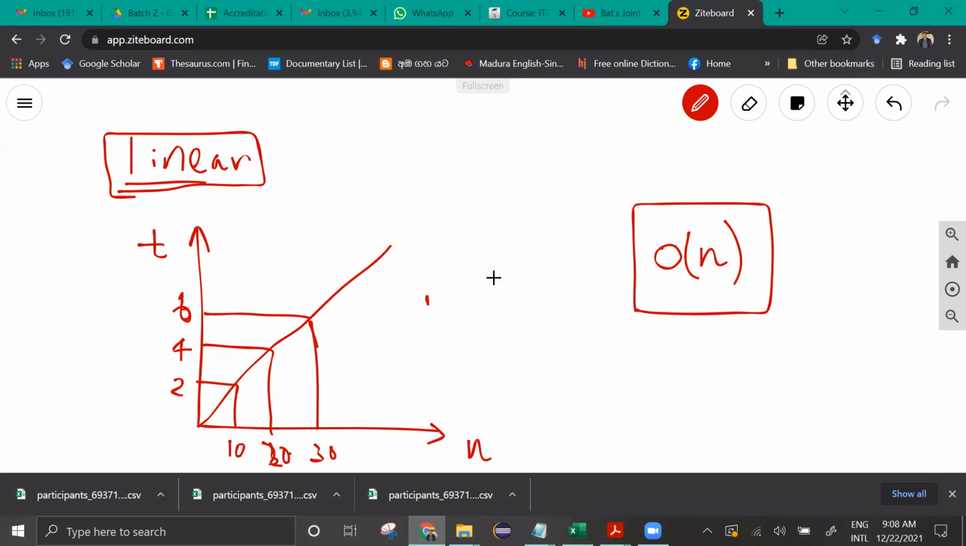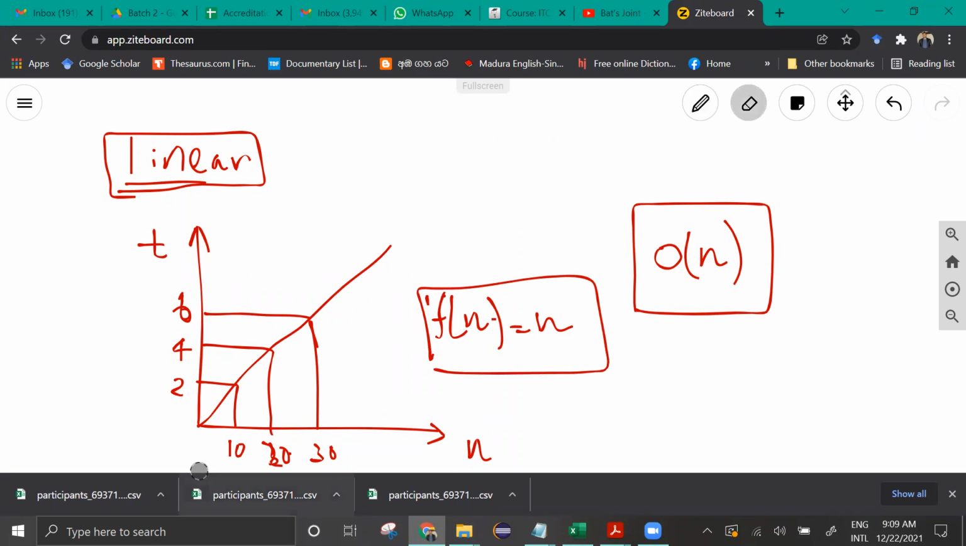But actually, f(n) equals n. The idea here is actually it has to be the same, right?